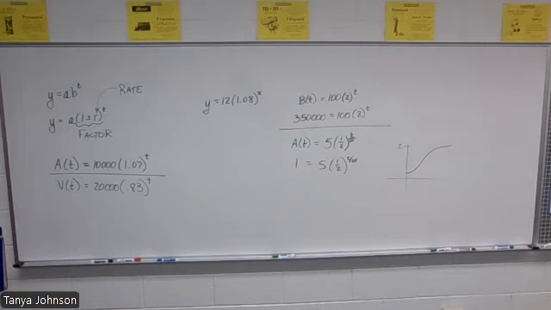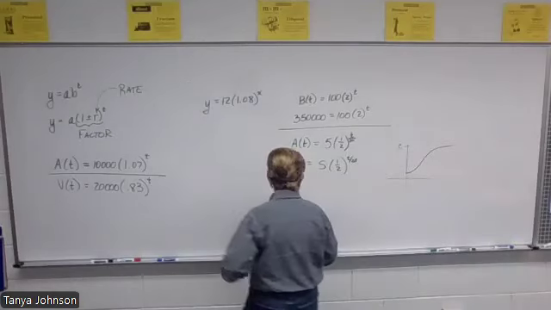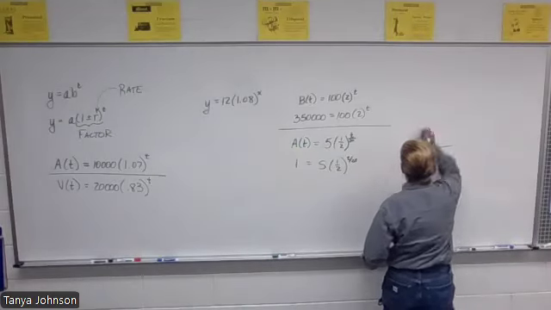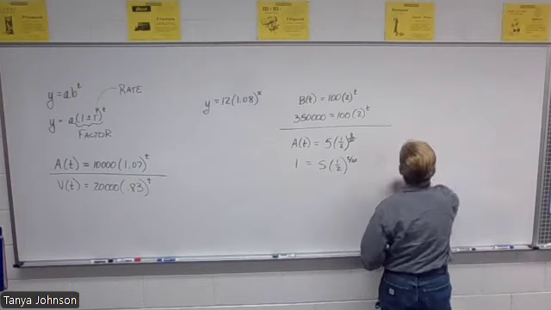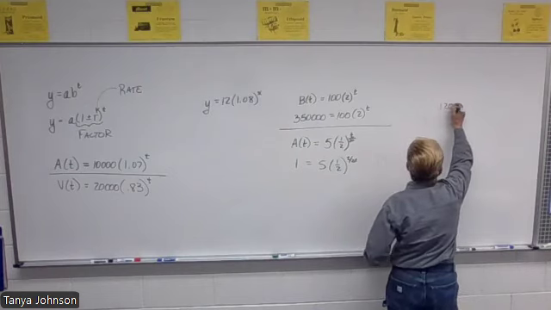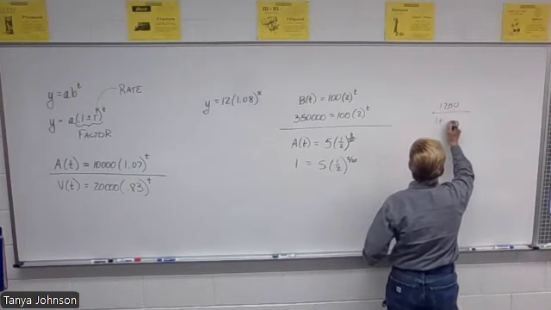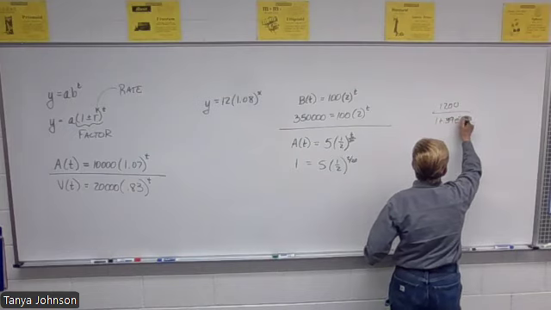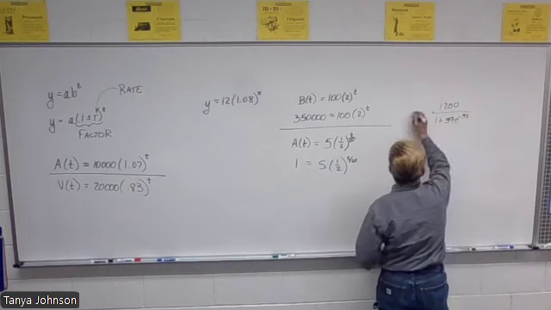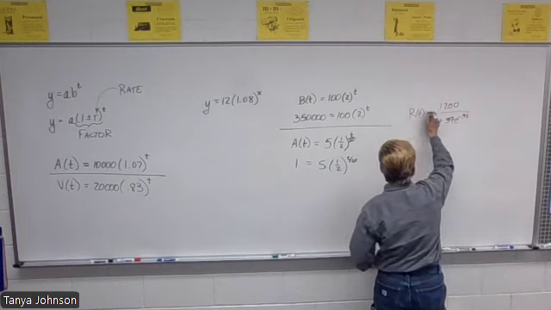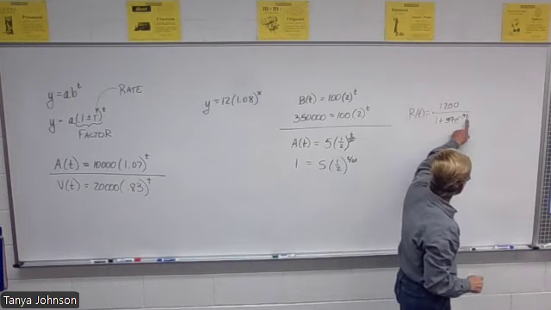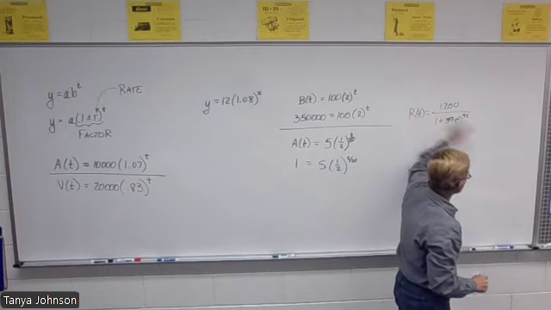Don't look at the solution. How would you figure that out? It's 1,200 over 1 plus 39e to the negative 0.09t. Is it 0.09 or 0.9? 0.9. So it's 1,200 over 1 plus 39e to the negative 0.9t. Is that what it is? Yes. This is the rate. This is how many people at a given day. This is how many people have heard the rumor.